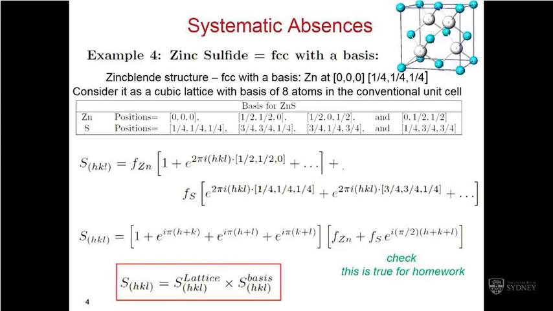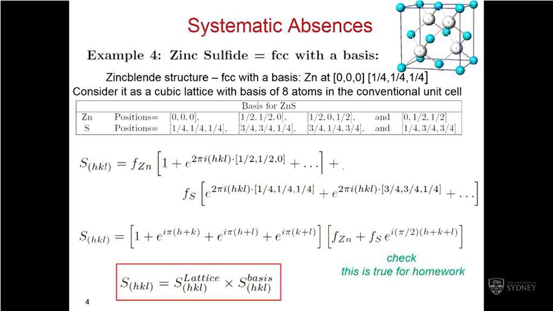So to work out the structure factor, we can consider it as a cubic lattice, just like we did before for the FCC, with a basis of 8 atoms inside it. So this will be 1 atom of the basis, 2 atoms, 3, 4, 5, 6, 7, 8 atoms, okay? They're written down here in any case. So we've got the positions of the zinc atoms. You can see now there's 1, 2, 3, 4. So it's a bit more complicated than the one we worked through together. And then you've got the bases, which are in these positions here.